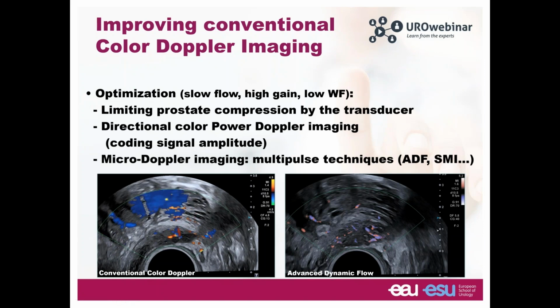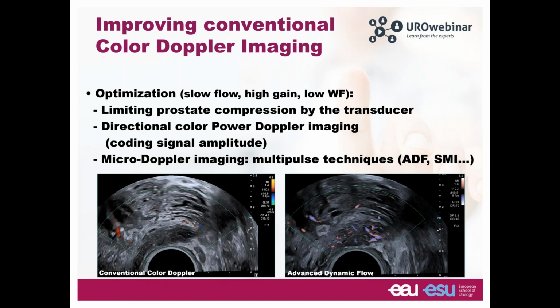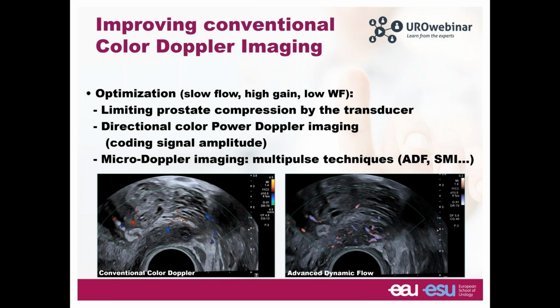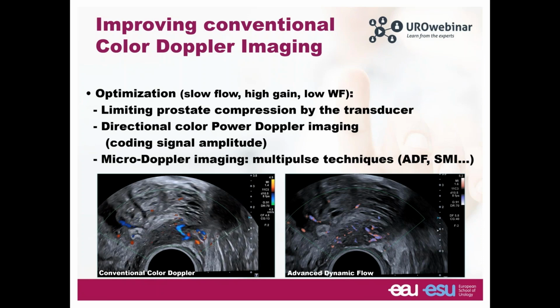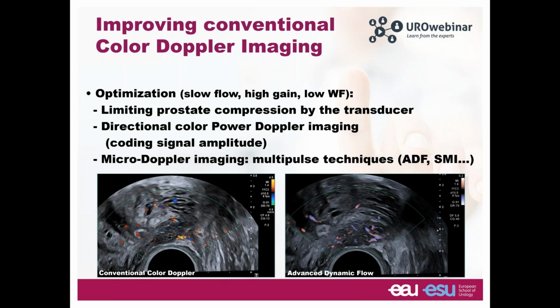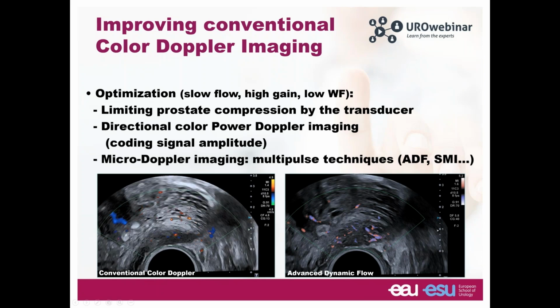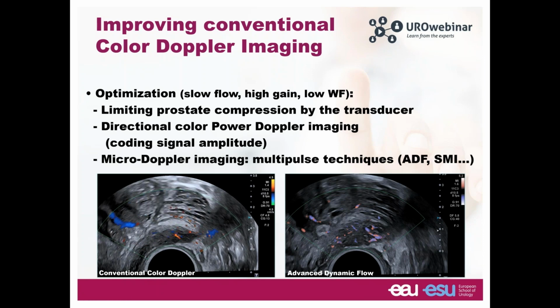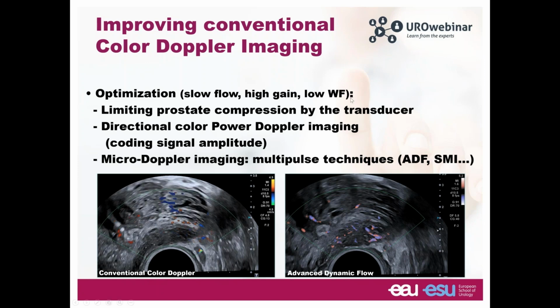Improving color Doppler is very, very interesting, as we know that the aggressiveness of prostate cancer is really related to the development of neovascularization. So Doppler is playing a key role. We're using slow flow settings with a high gain and low wall filter. And of course, it is critical not to press on the prostate with the transducer. Otherwise, all flow would be removed.